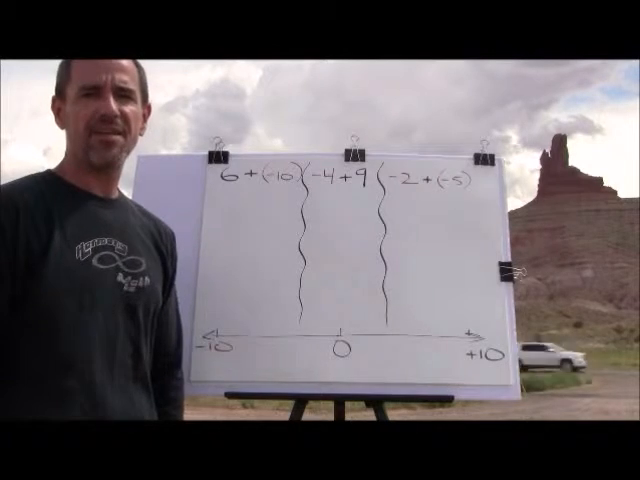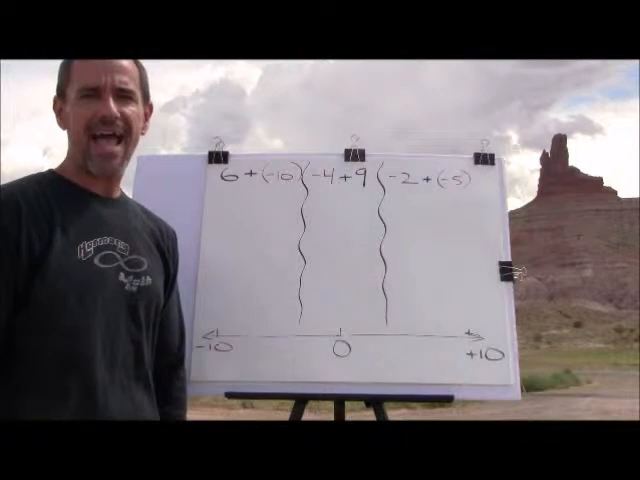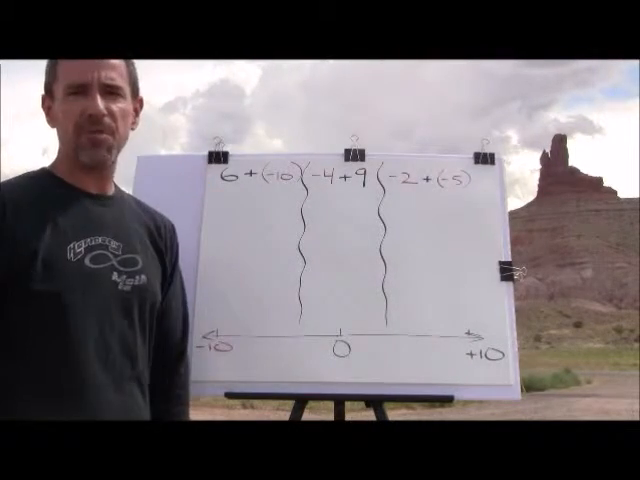I'm in Monument Valley in Navajo Nation, and I'm going to tell you how to add negative numbers. Let's start with 6 plus negative 10.